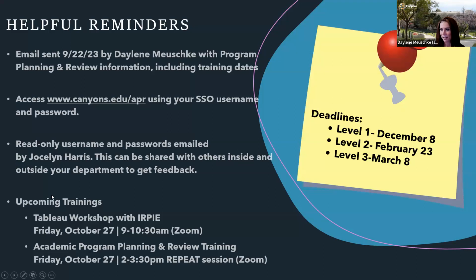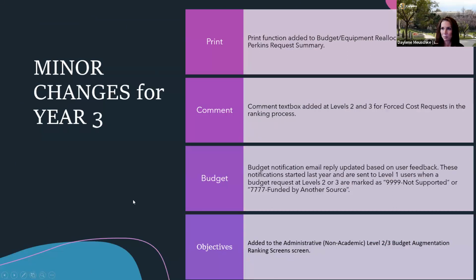And with that, I'm going to also remind you of some changes that we have for year 3. In years 2 and 3, we typically don't make major changes to the program review module. There might be some minor text changes or some little enhancements, but that's what we try to limit on years 2 and 3, just those minor updates. So there is a new print functionality for budget, specifically budget and equipment reallocation summary, as well as the Perkins request summary. That was an added feature this year.